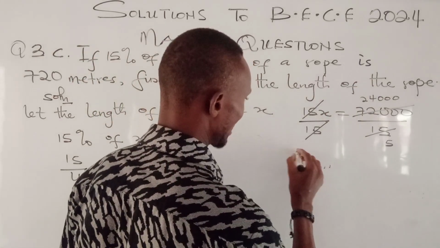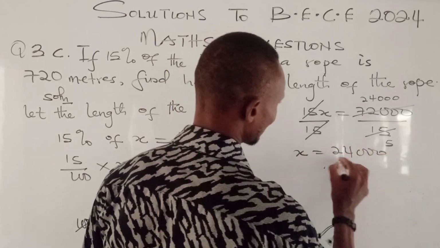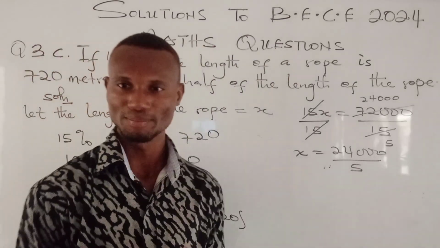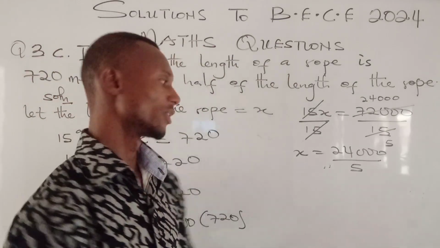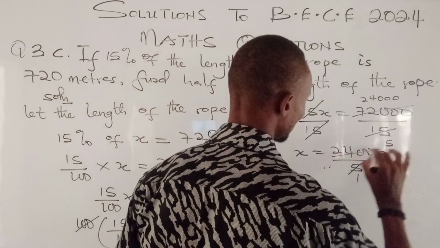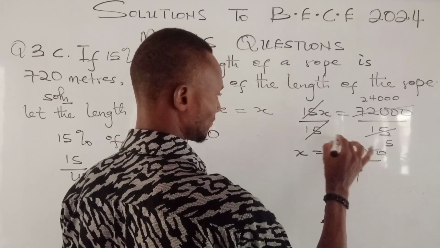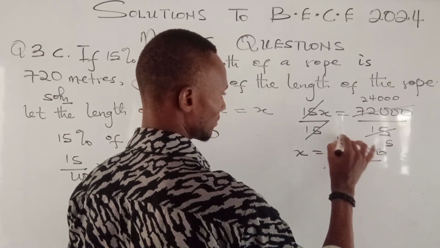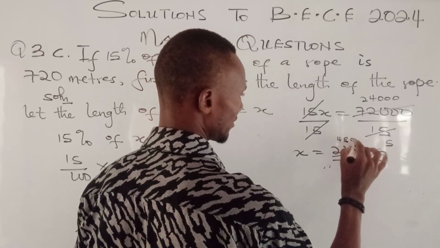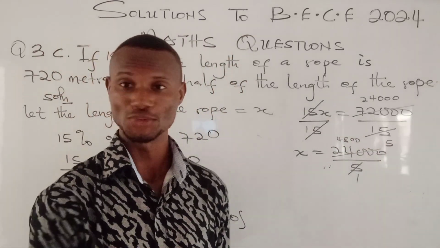Okay, so let me write what I have left. So I have my s equals to 24,000 over 5, which can still be simplified, using 5. So 5 goes into this 24,000, it goes in 4, then 8, 0, 0. I hope you agree with me. Just do your long division to confirm.